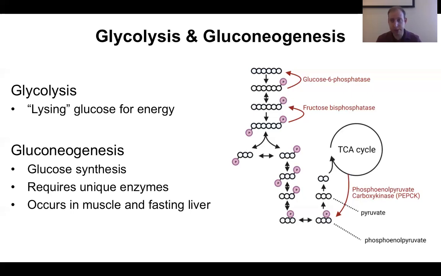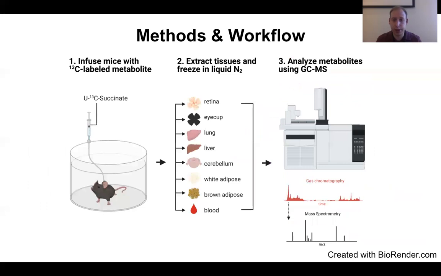So these enzymes, these special gluconeogenesis enzymes, are only expressed in certain tissues, and we really wanted to find out if we could detect those activities and what tissues they might be detected in. And so what we did was we took mice, and these are freely moving, awake mice, and we can infuse a labeled metabolite directly into their bloodstream. Here I've indicated that it's 13C succinate, and that's what we infused.